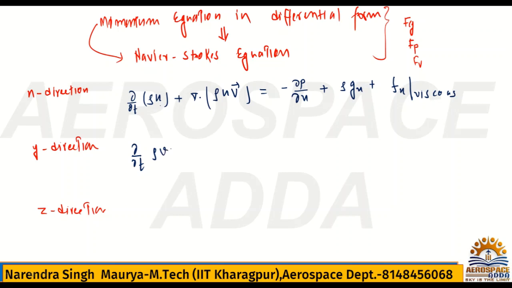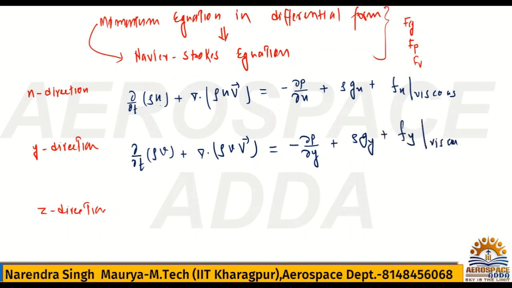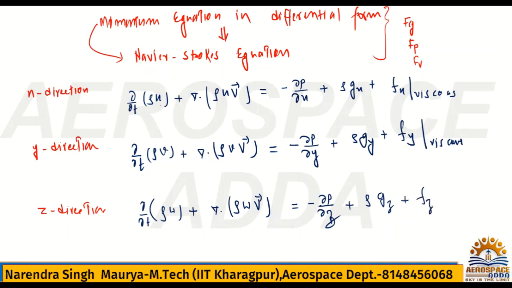Similarly, the same equation you can write in y direction. Instead of u, we will have a small v, with capital V vector. Because it is in y direction, dou p by dy, rho gy. Similarly, dou by dou t of rho w, instead of u or v we have w, with V vector, for the z direction now, plus this is the viscous force.